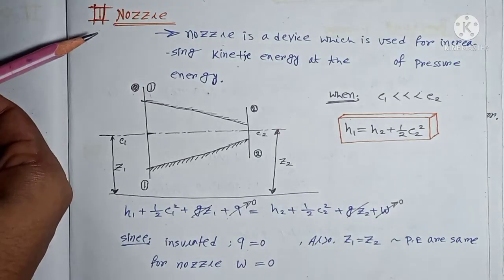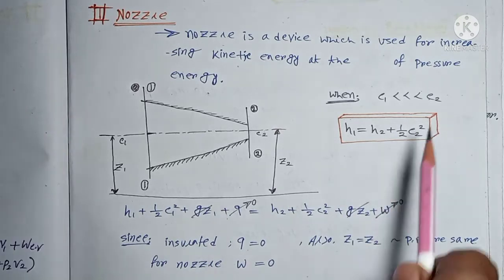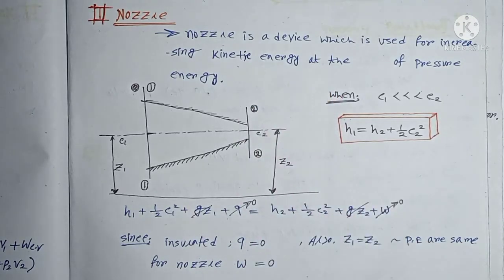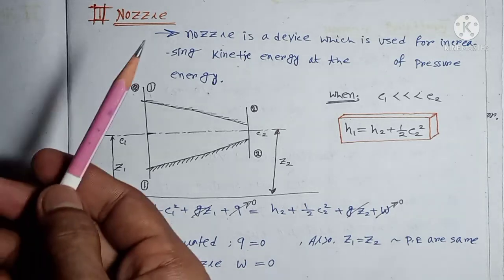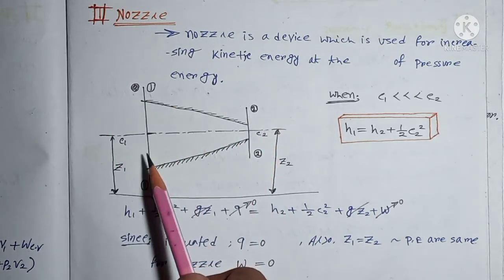Nozzle. First we have to know what a nozzle is. A nozzle is a device which is basically used for increasing the kinetic energy. Okay, to increase the kinetic energy, I mean from pressure energy to velocity, we use the nozzle. Okay, so here I draw a diagram of the nozzle.